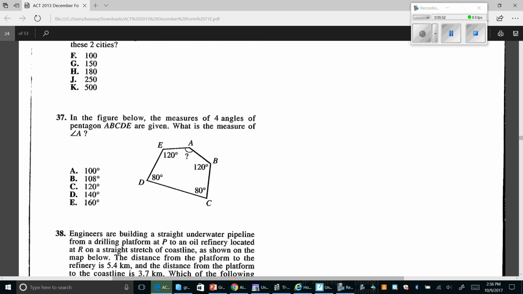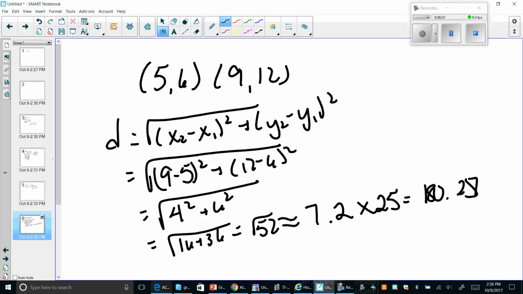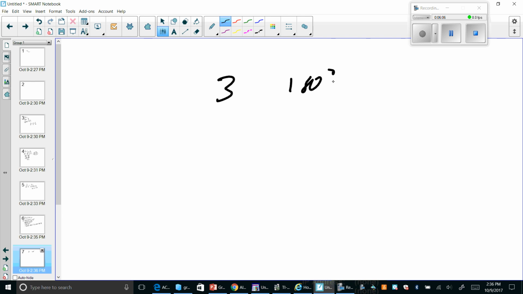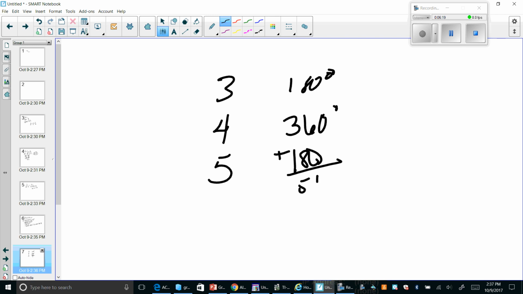All right, 37, we've got 4 angles in a pentagon. They want this missing angle. A pentagon adds up to 540 degrees. If you don't know, a triangle has 3 sides. It's 180 degrees total. A quadrilateral has 4 sides. It goes up by 180, which is 360 degrees total. A pentagon has 5 sides. It goes up by 180 again, and you get 540.